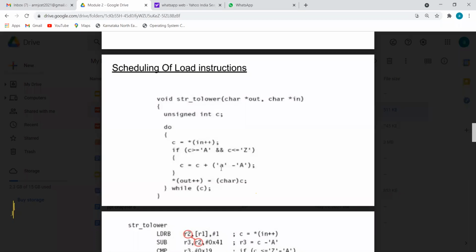So small a is what? 97 minus 65 is 32. Then 32 plus 65 is 97. So assign that 97 to C, and whatever is in C, you convert into a character. See here, typecasting: 97 in character conversion becomes small letter a.